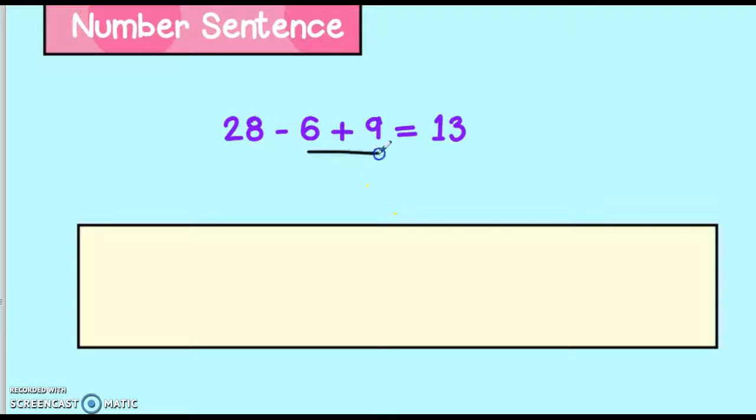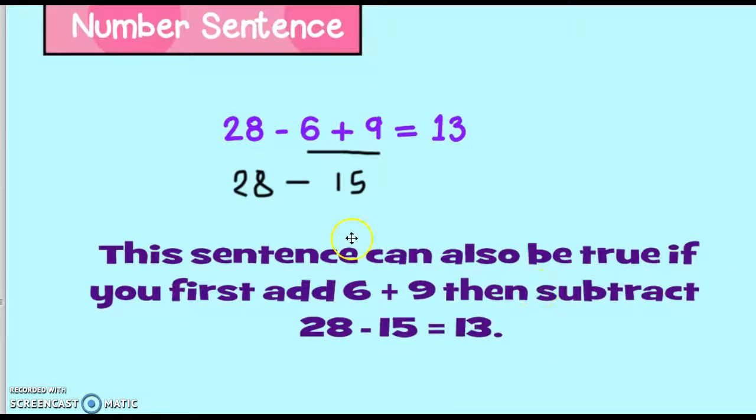But let's say I did this first, 6 plus 9. 6 plus 9 is 15. So now if I went back and did 28 minus 15, my answer would be 13. So in this case, this one would also be true. So both number sentences could be true.